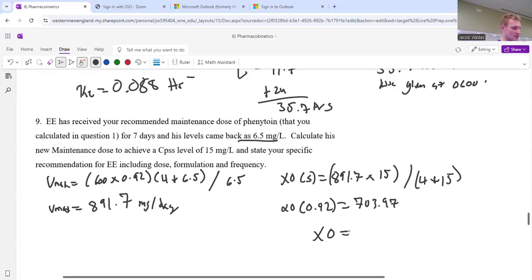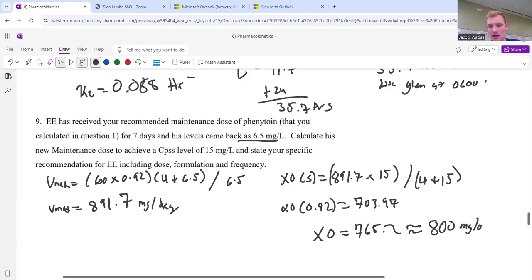And what do you get for your final answer? 765.2. So remember, we have to make the dose available in the formulations that we have. The extended release capsules come in either 100 or 300 milligram options. So we can just round this up to 800, 400 BID.